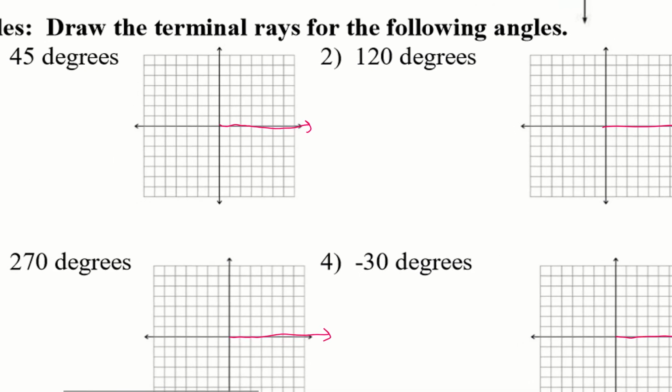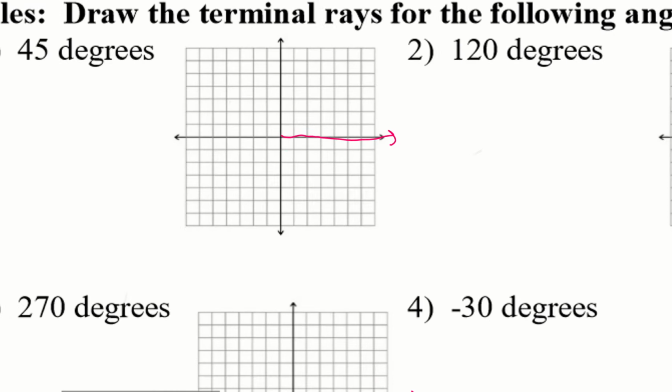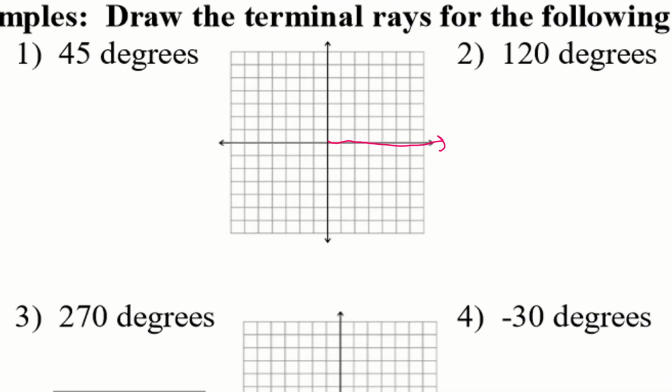So we have 45 degrees for number 1. So if we think here, this is going to be 90, right? That makes a 90-degree angle right in that corner. So 45 is halfway between there. So I want to go halfway between, which the slope is going to be up 1 over 1, right? Because that's halfway between the y-axis and the x-axis. So right here, we would have 45 degrees.